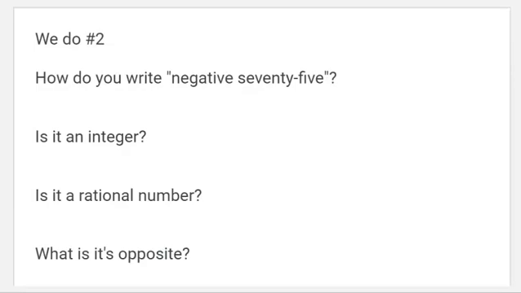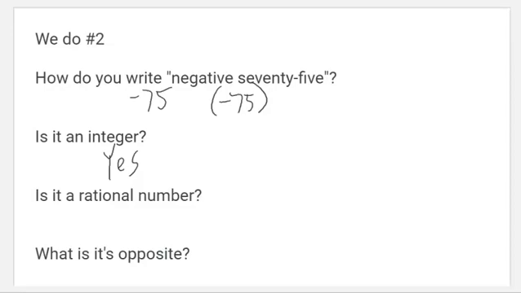As we've discussed in the past, 2 ways you might see -75. You might just see it like this. I like to put my negative sign up a little high. Or you might see it like this. Either way, same thing, nothing to worry about. Is it an integer? Yes, it is. It is a negative whole number, so it's an integer. Is it a rational number?